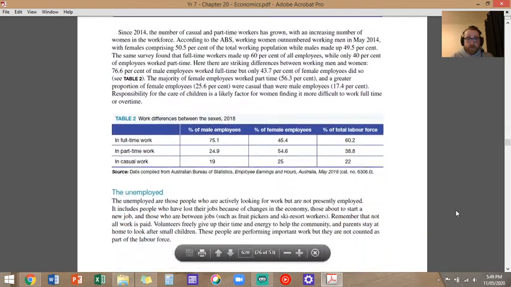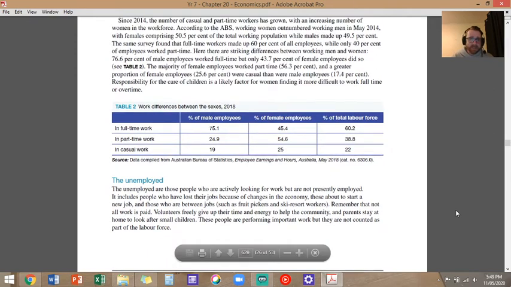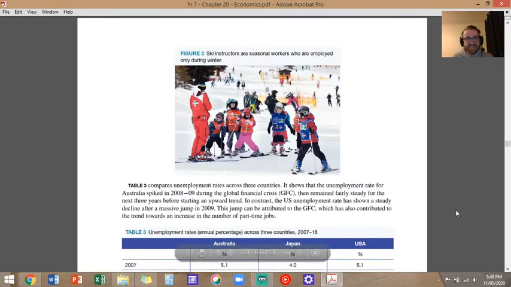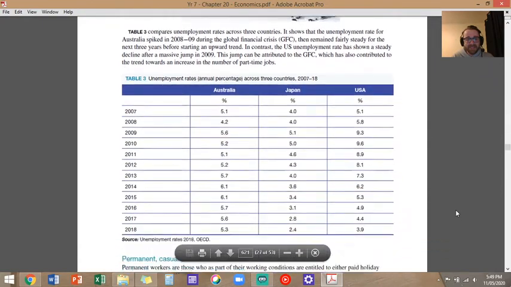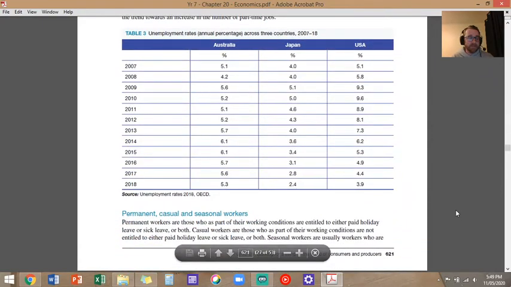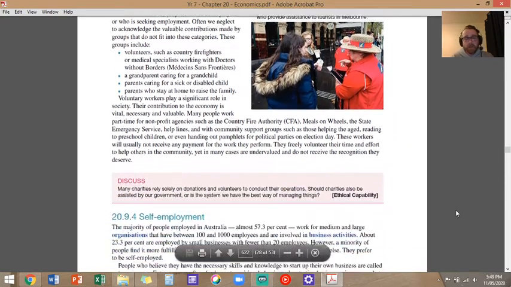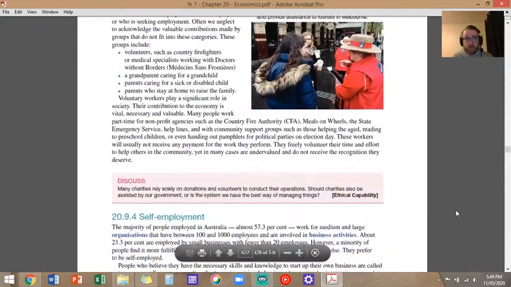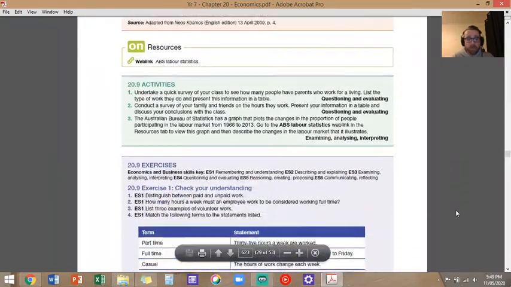It offers you a lot more detailed statistics and numbers about this stuff, which I thought was going to be really boring to read through the slides. So you're going to have to read through this and say, okay, this is the most important information. I'm going to put these numbers here. I'm going to ignore those numbers and write this definition here. And then when you get to the bottom of chapter 20.9, so that was the volunteer stuff we talked about, self-employment, you get to here.